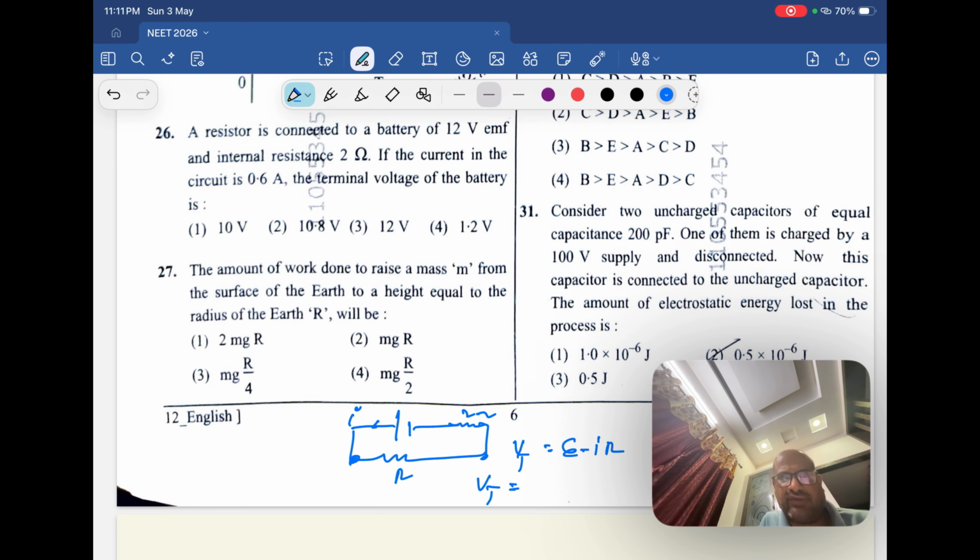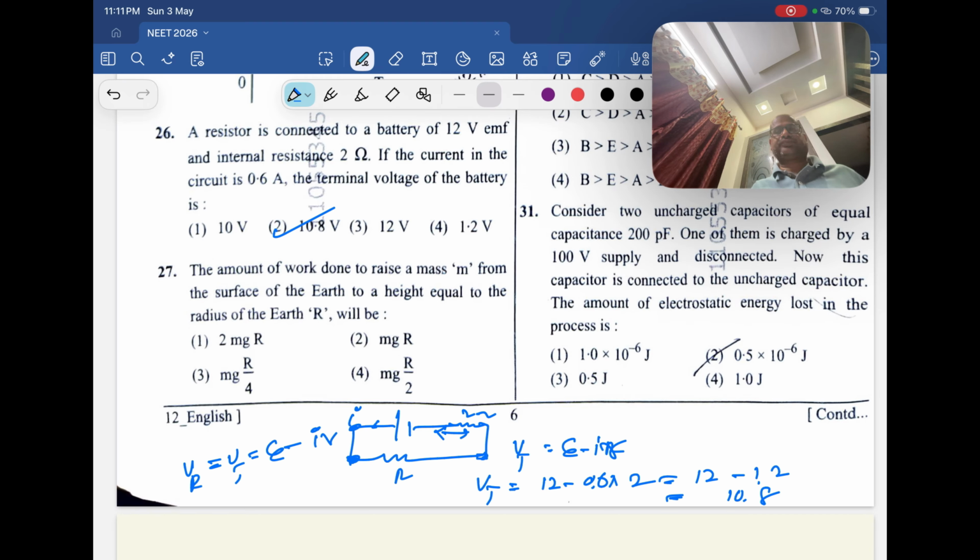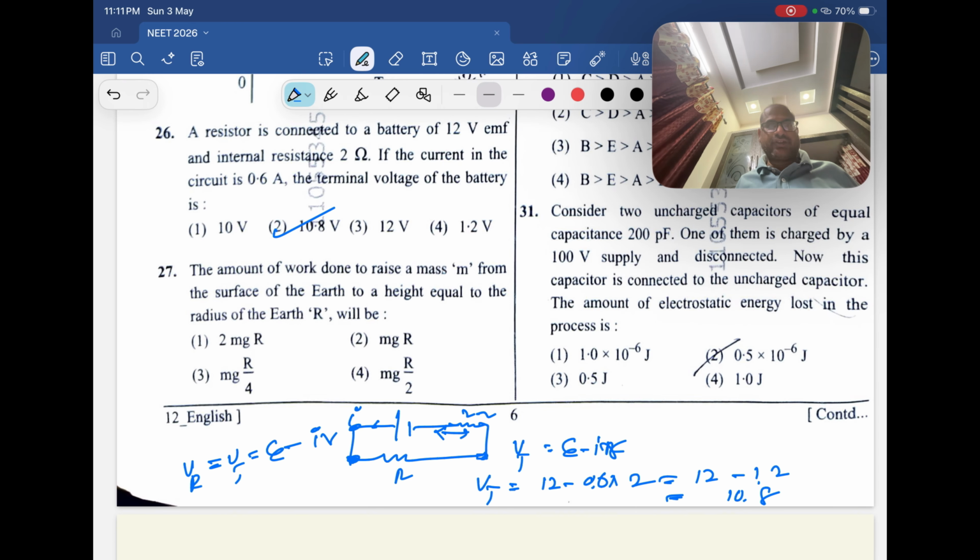Terminal potential: the EMF is 12 volts minus the current 0.6 times the resistance value. Okay, only the internal resistance is considered. So the entire EMF minus the potential drop across this 2 ohm is the remaining potential across this capital R, isn't it? So our terminal potential will be total EMF minus the drop across the internal resistance, E minus I into r. This is 2, which is equal to 12 minus 1.2, that is 10.8. Okay, so this is the answer. Okay, all of you, this is a terminal potential characteristic question.